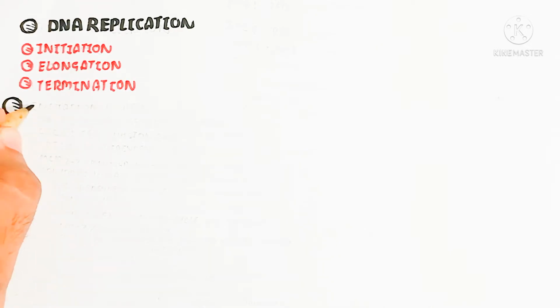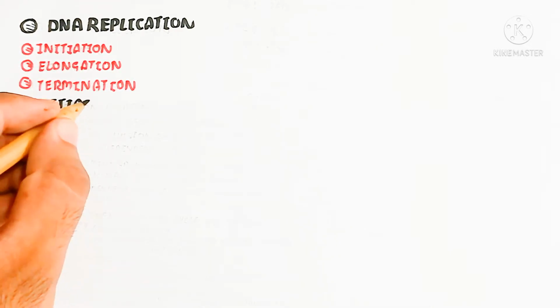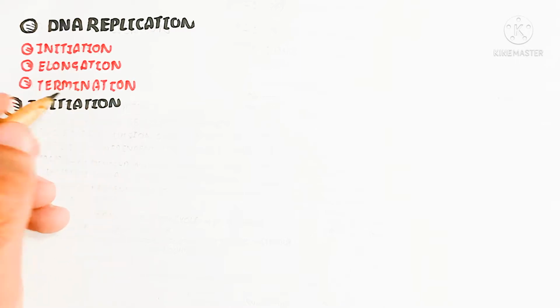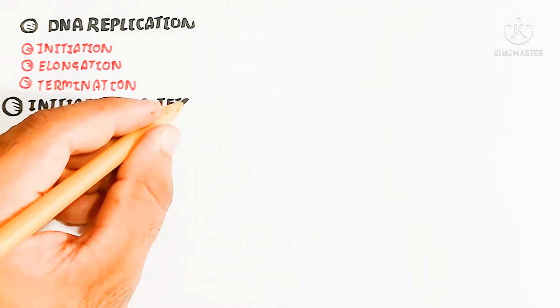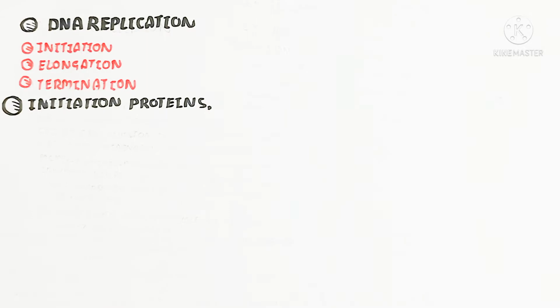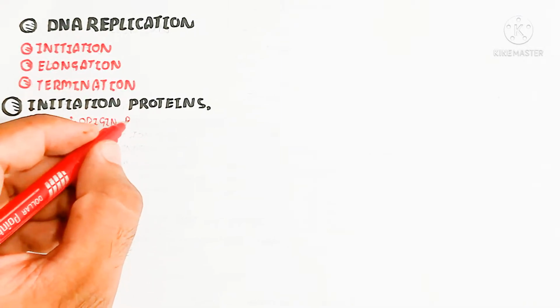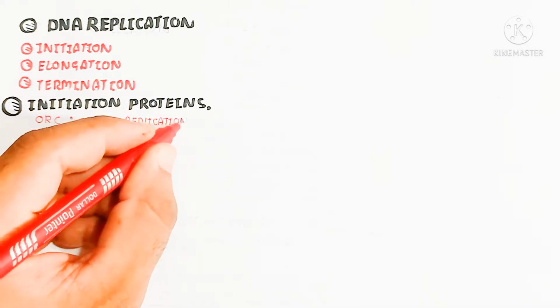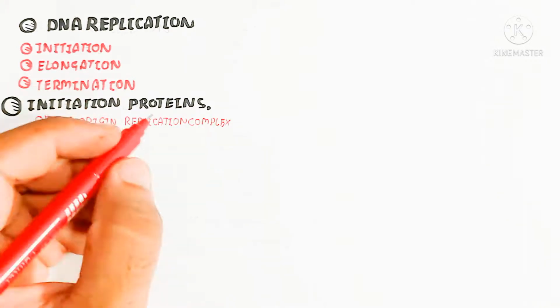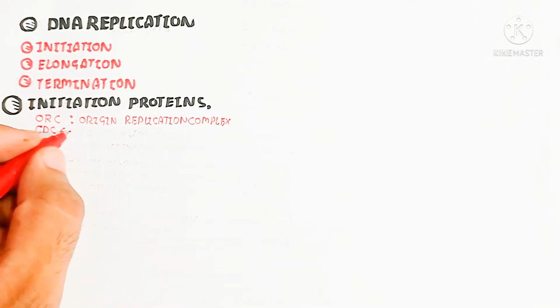The first is the ORC, the origin recognition complex, which is bound to the ORI site. The ORI site is the place in the DNA where the replication bubble will occur and replication will begin. There are many origin sites to which the ORC binds.